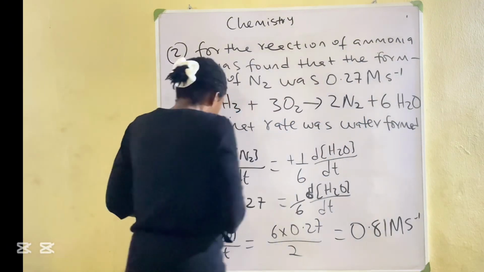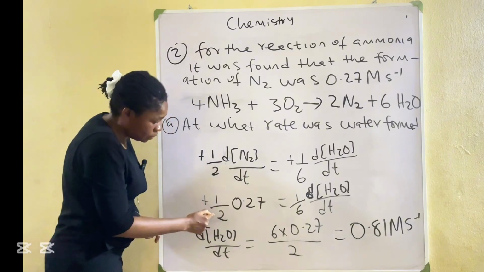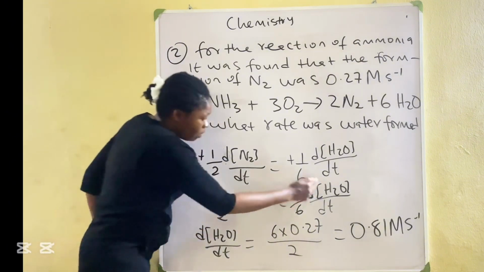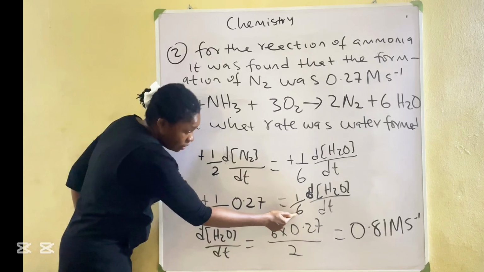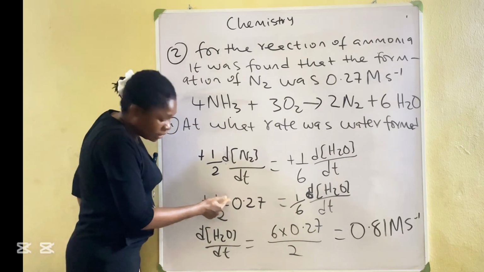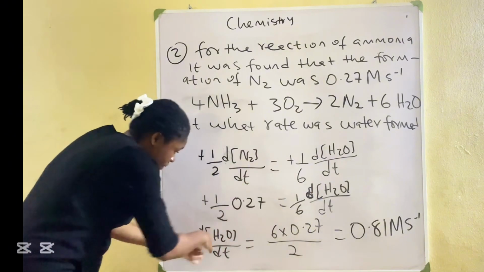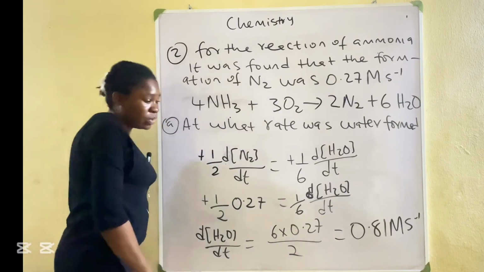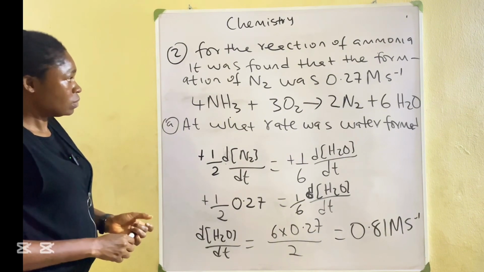So put our value. The value for nitrogen is given, which is 0.27. Then the one of water, I put it down. So how do I make this in such a formula? By multiplying this coefficient, the denominator 6, times this value divided by 2. So that's what I did here. I just bring the one of water here, equals 6 times 0.27 divided by 2. So the answer is 0.81 mole per second.